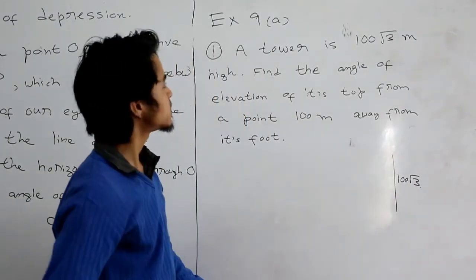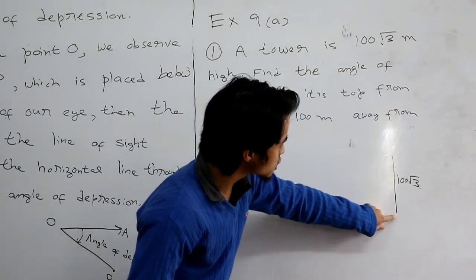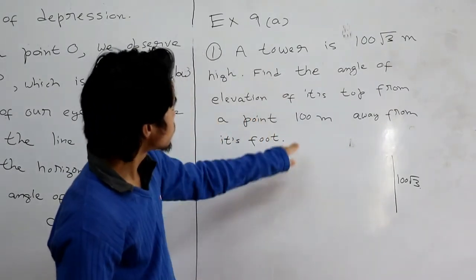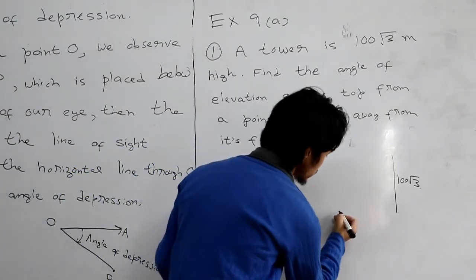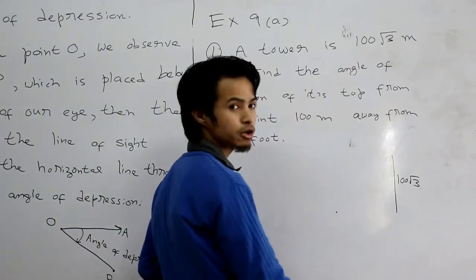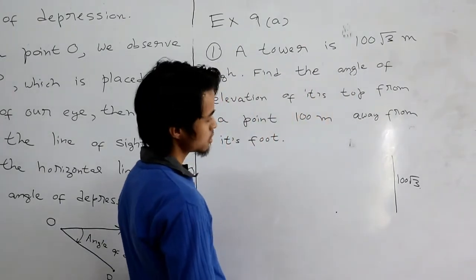And so we have to find the angle of elevation of its top. This will be the top of the tower, and this will be the foot of the tower, from a point 100 meters away from its foot. So we consider this point to be lying on the left side. You can also consider the point to be lying on the right side, you will get the same answer.